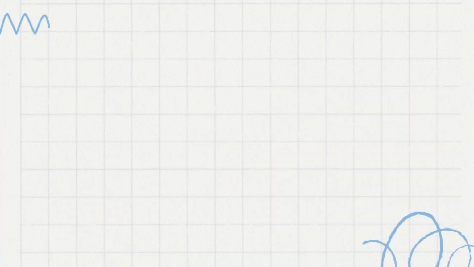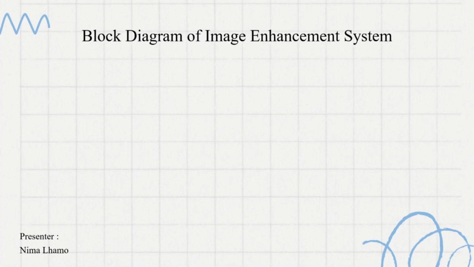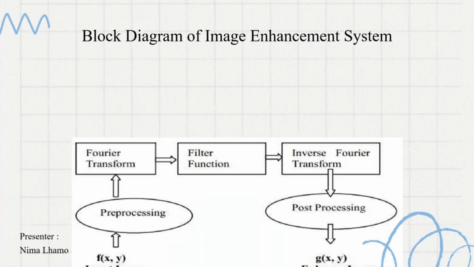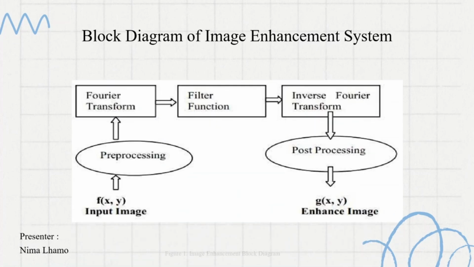Now I'm going to talk about the block diagram of an image enhancement system. A block diagram for image enhancement typically showcases the different stages involved in processing an image to improve its visual quality. Here is the block diagram where first it is the input image. This block represents the original image that needs enhancement.